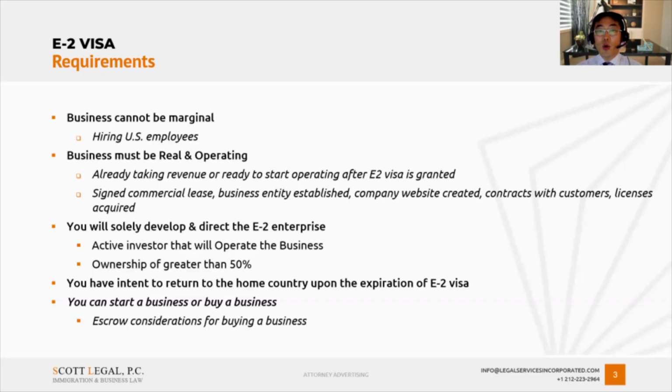Business must be real and operating. What it means is that when you arrive in the United States with a valid E2 visa, your business must be able to start operating. To prove this element, you will actually need to submit a signed commercial lease agreement, proof that the business entity has been established, a document proving that your company website has already been created, and maybe signed contracts with customers, and maybe licenses if required.